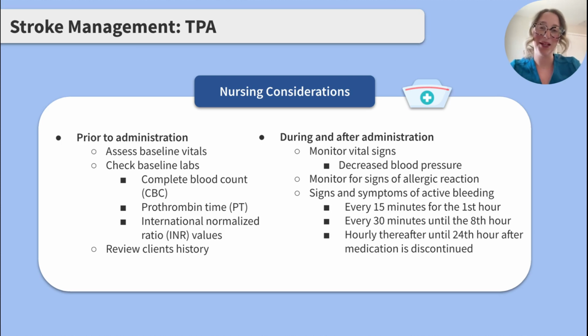When TPA is administered within the recommended window of time, clients are more likely to see improved neurological outcomes and reduced disability. The earlier we're able to reperfuse the brain by busting up that clot, the more we see improved recovery and quality of life long term.